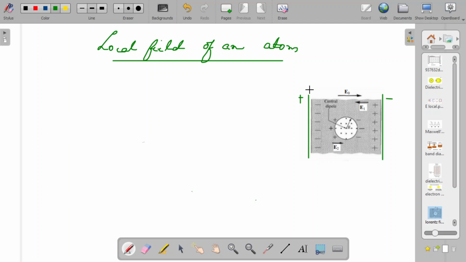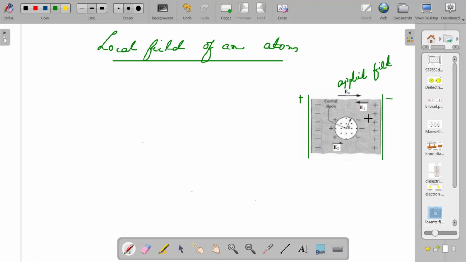Now the field which you apply to the material is called E0, and that is the applied field. Because of this applied field, charge separation takes place within the dielectric material, and there is a field existing due to this polarizing charge separation, which is called E1. The direction of the applied field is from the positive plate to the negative plate.